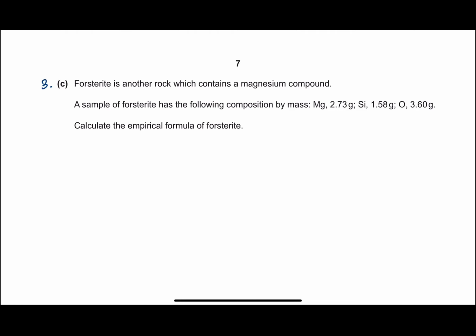So this is the question from February-March 2018. Question 3. Forsterite is another rock which contains a magnesium compound. A sample of forsterite has the following composition by mass. This for magnesium, 1.58 for silicon, and 3.6 gram for oxygen. Calculate the empirical formula. Again, empirical formula means you have to use the box method.